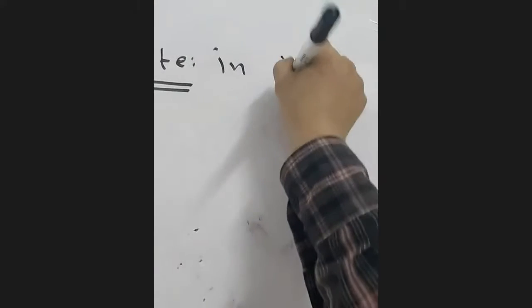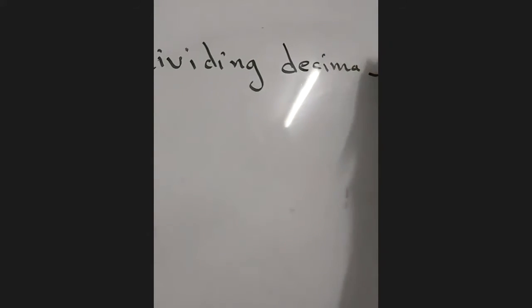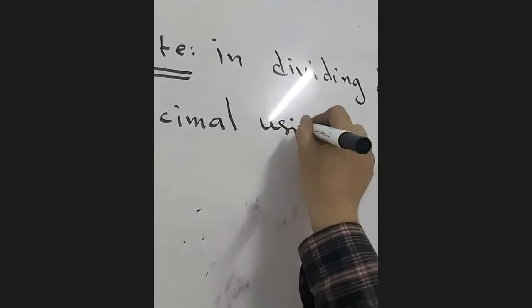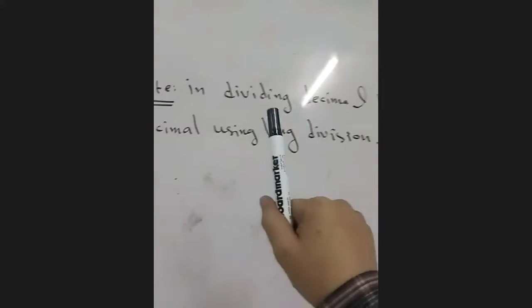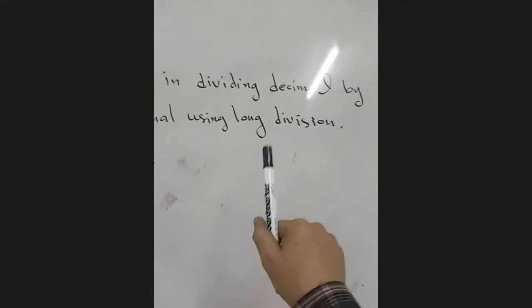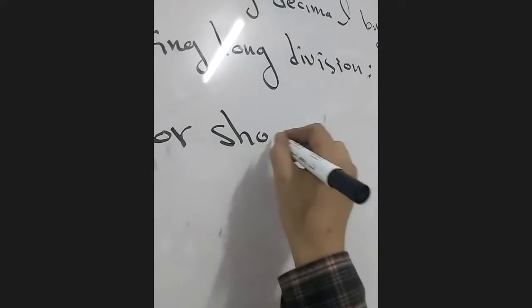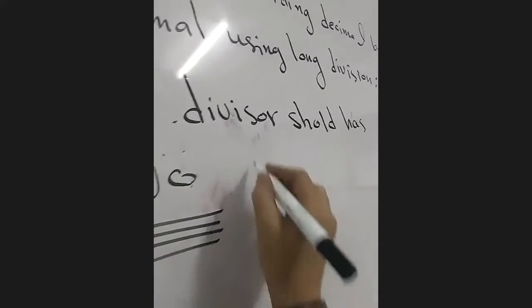Note, and it's an important note. When dividing decimal by decimal using long division, the divisor should have no decimal.